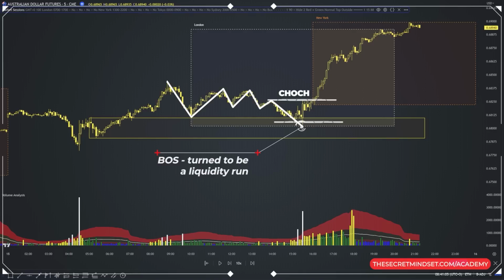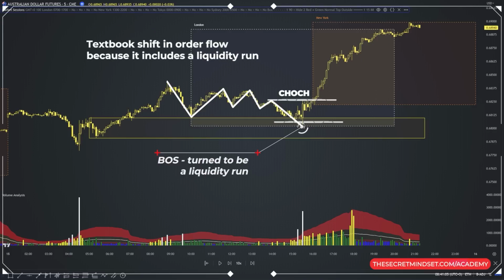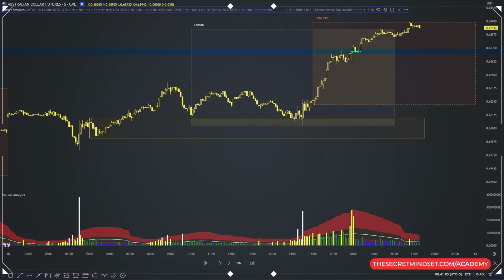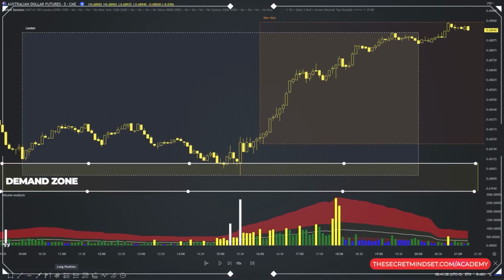Price then broke above the last swing high and confirmed the change of character. This is a textbook shift in the order flow to the upside, one that previously had a liquidity run. The demand rejection happened during the Tokyo session, and the choch happened right at the beginning of the London session. This is another sign that you're trading on the correct side of the market. It's always nice to see immediate volatility and market reaction when you're entering.